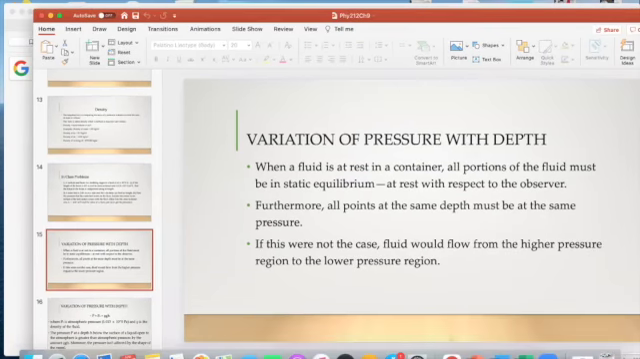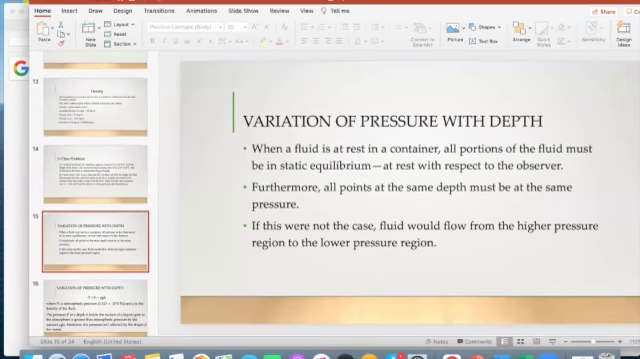All right, so there are also variations of pressure with depth. If you think about the ocean, the further you go down into the water, the more pressure is being exerted on your body. So at the surface of the water, you're going to have less pressure than if you're scuba diving to the seafloor to see the coral reefs or something like that.